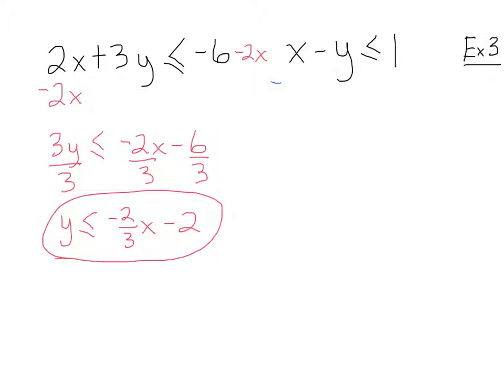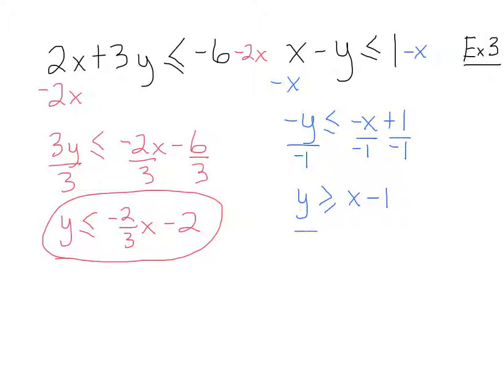On it, I will subtract x on both sides. So I have negative y is less than or equal to negative x plus 1. And then I'll divide by negative 1 on both sides. Now, guys, you need to really be paying attention. If you divide by a negative on both sides, you got to do what to the inequality? I got to flip it. And so I'm going to have y is greater than or equal to x minus 1. And so those are the two equations that I'm trying to graph.